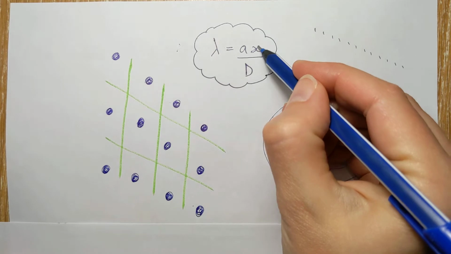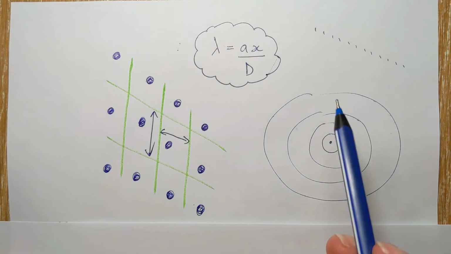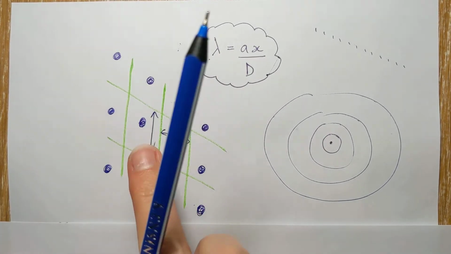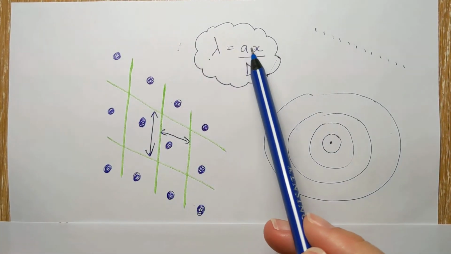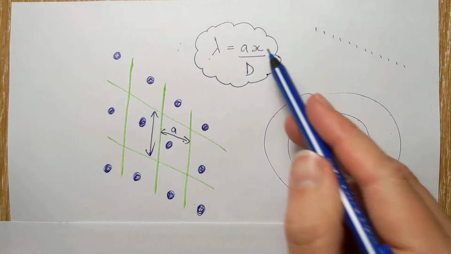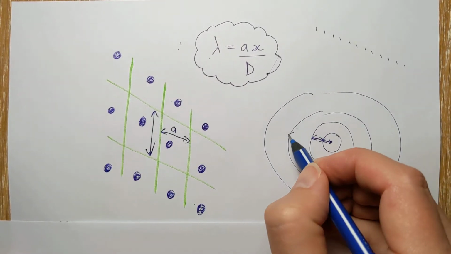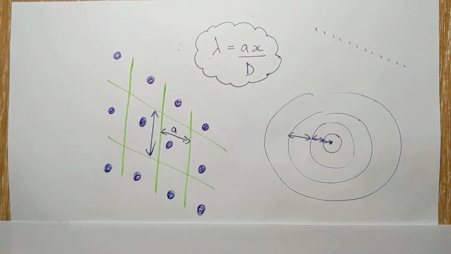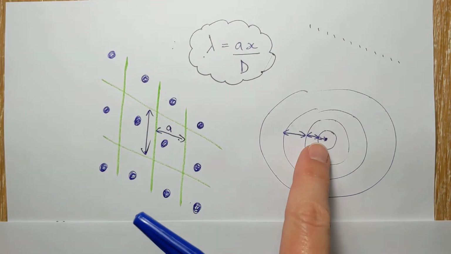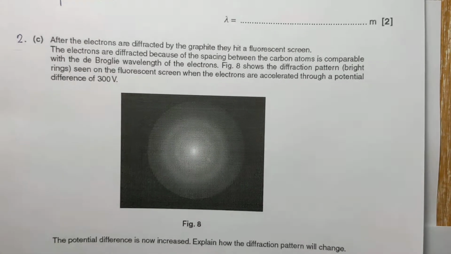So remember, a is the slit spacing, so that's this distance here, and lambda's the de Broglie wavelength now. D is the distance from the slits to the screen, and I said x there. This is a, the slit spacing, and then x is the fringe spacing. So that's this distance, bright to bright, bright to bright. So if you change, say, the wavelength here, then you're going to change x, the distance between the rings. And that is what this question is asking about.